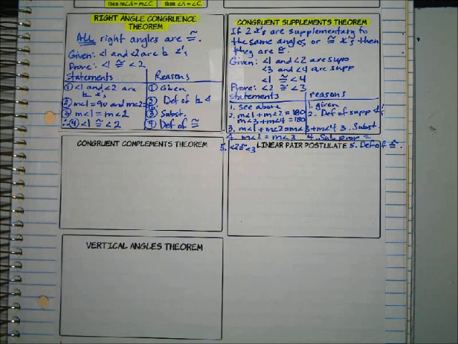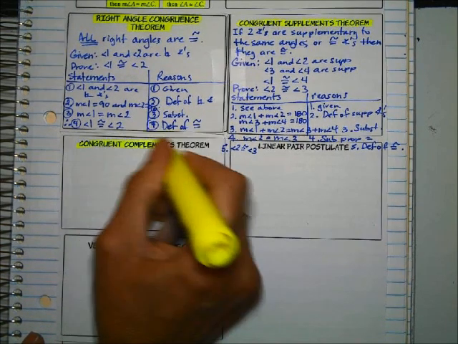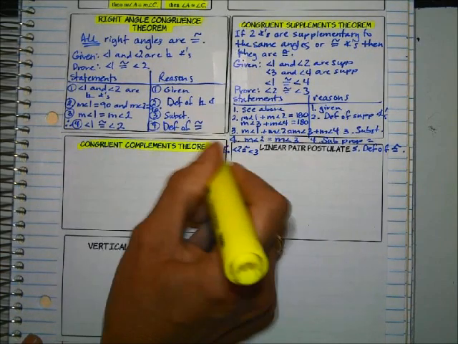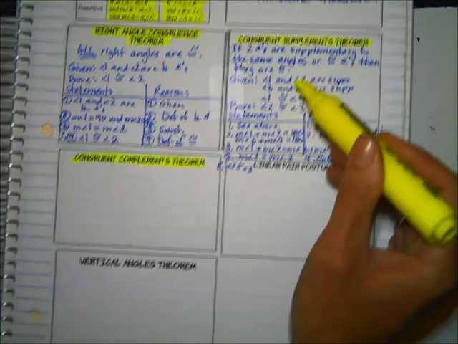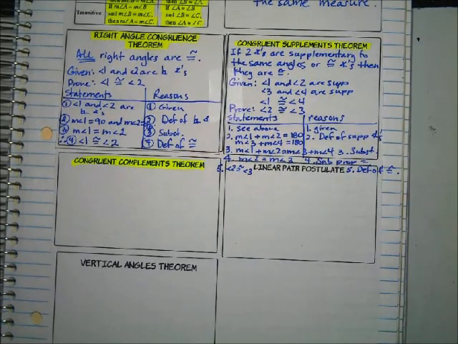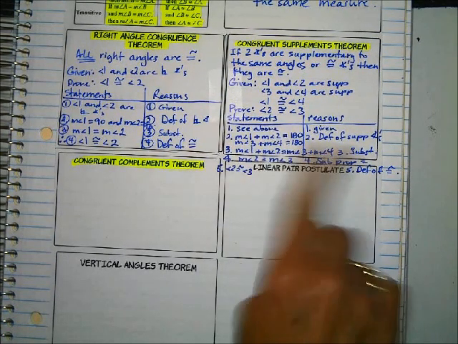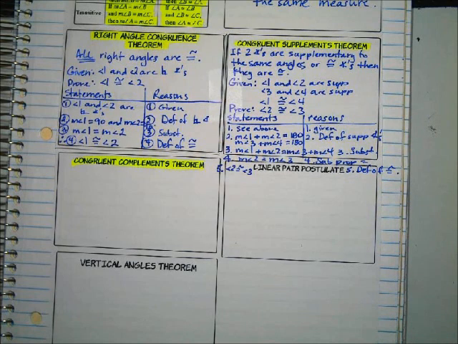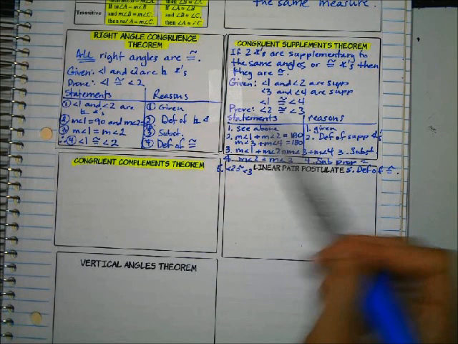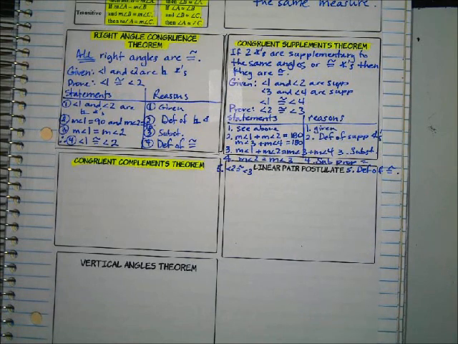Alright, let's talk about the congruent complements theorem. Honestly, it's going to be very similar to this one we just did, the congruent supplements theorem. So honestly, the proof's just very similar. I don't see a good reason for me to spend time doing it with you right now. Not to mention the fact that the proof of that is number 18 in your homework.